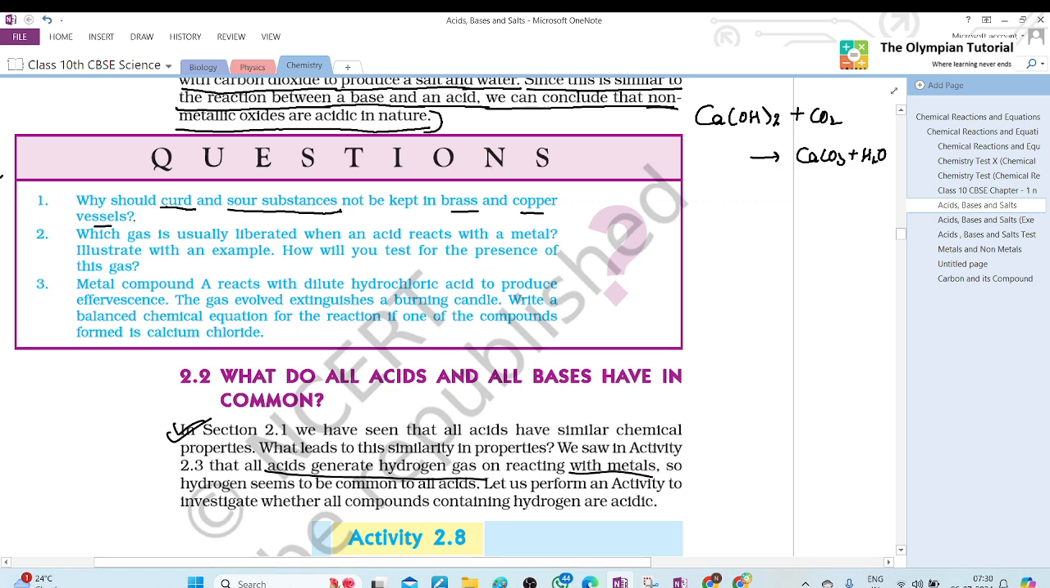That's why we never keep sour substances, curd, pickles in metal. You heard in your family that we should not keep pickles in steel, copper, or brass utensils. Yes, ma'am. That's why, because acid will react with metals. Write down the answer.